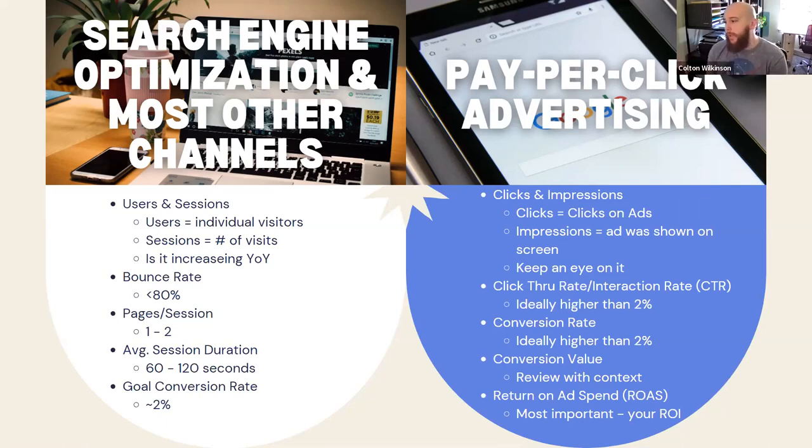Moving over to pay-per-click. You're looking at a lot of the same things as you were for SEO and most other channels, but there's a couple of additional things that we need to look at here. So clicks and impressions is your first measure. Number one, clicks is your clicks on the ad. Every time your ad shows and somebody clicks on it, that's a click. Are they clicking on the ad in order to get to your site?